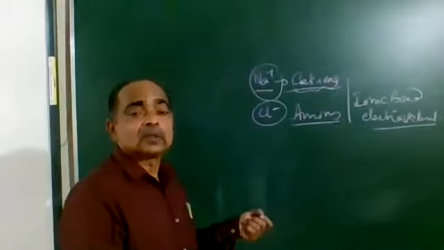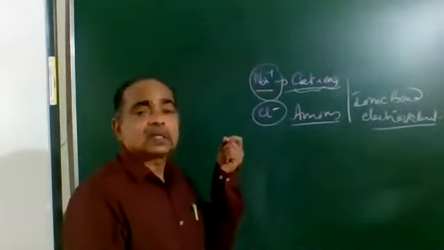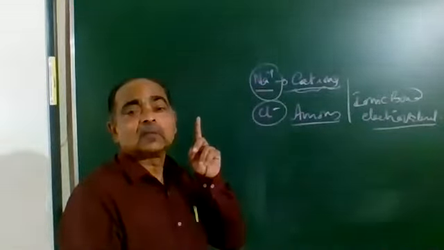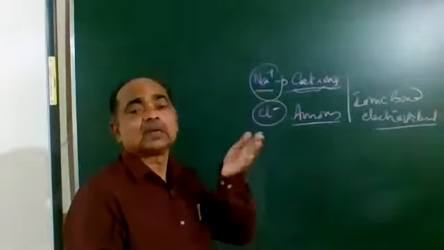Somebody has to lose the electron. The first thing in ionic bond formation is the losing of the electron, and once the electron is lost, the other one can gain it. So the first thing as far as ionic bond is concerned is the losing of electrons by an atom, and likewise the other one gains it.